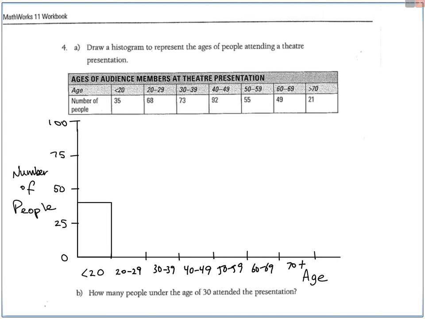So what's interesting about histograms is the connection between the bars. So for example, if you're 29 years old, which category are you in? The second one or the third one? Yeah, you would be in the second. 29, 20 to 29, and then the 30 starts on the next one. So just got to be careful of where they make connections.